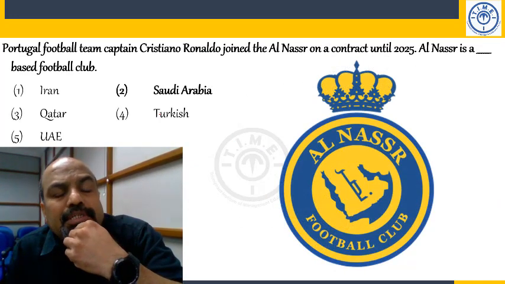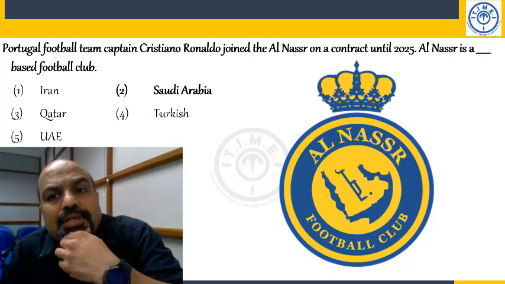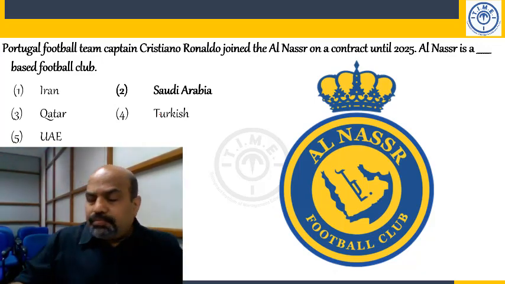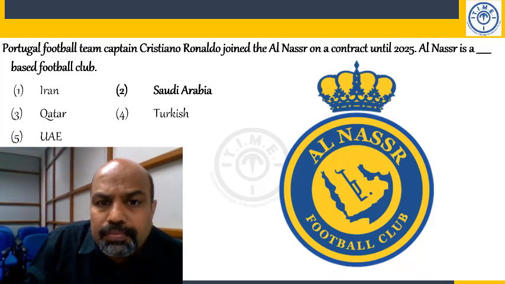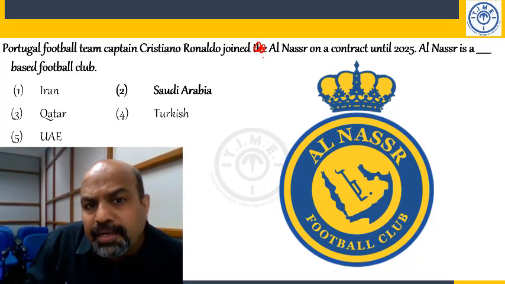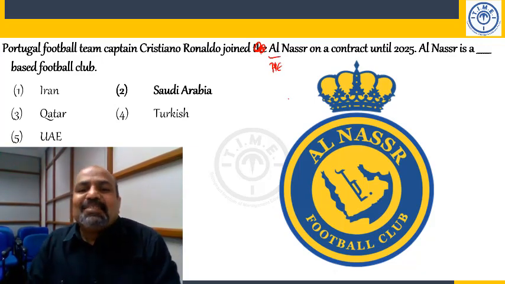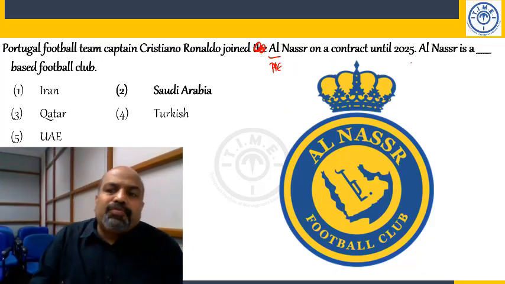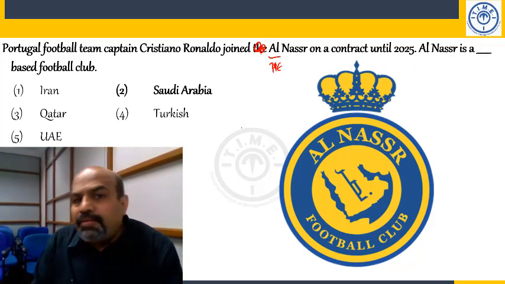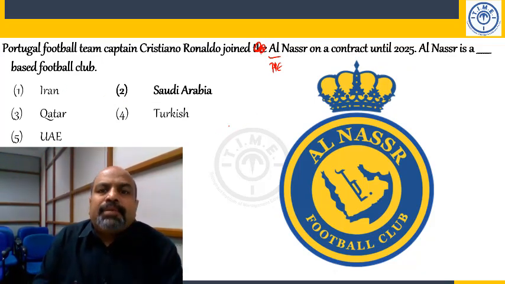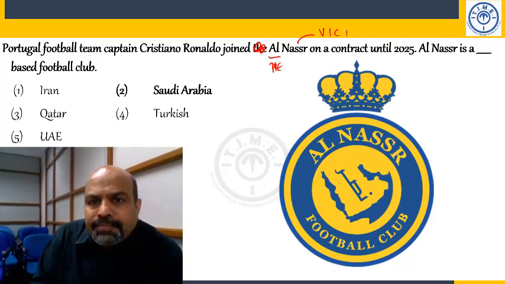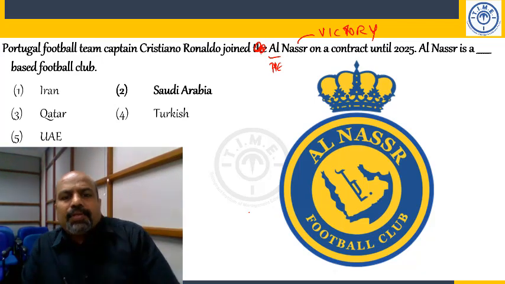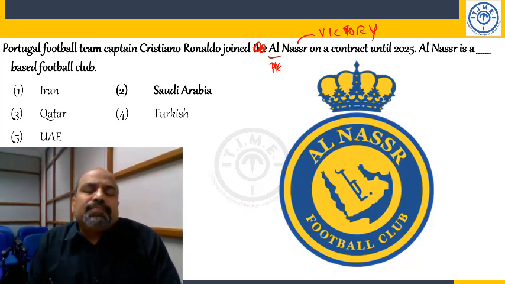Portugal football team captain Cristiano Ronaldo joined the Al Nassr football club. Al means the. So, Al Nassr football club on a contract till 2025. Al Nassr is a Saudi Arabia football team. Nassr means victory. So, there's hardly anything to discuss.